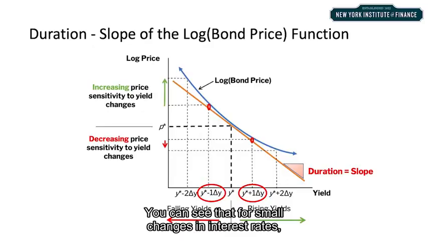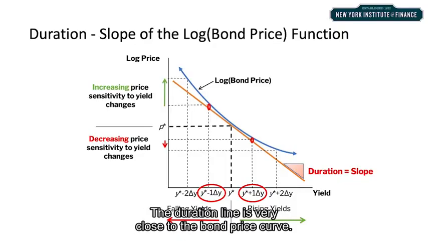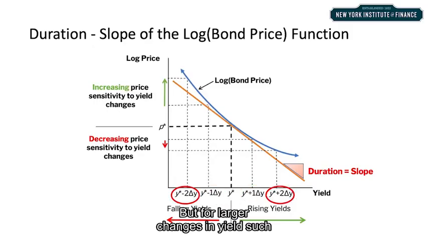You can see that for small changes in interest rates, when interest rates move up or down from y star by delta y, duration gives a fairly good approximation of the change in the bond's price. The duration line is very close to the bond price curve. But for larger changes in yields, such as plus or minus 2 times delta y, duration is a less accurate predictor. You can see a large gap between the duration tangent line and the bond price curve.